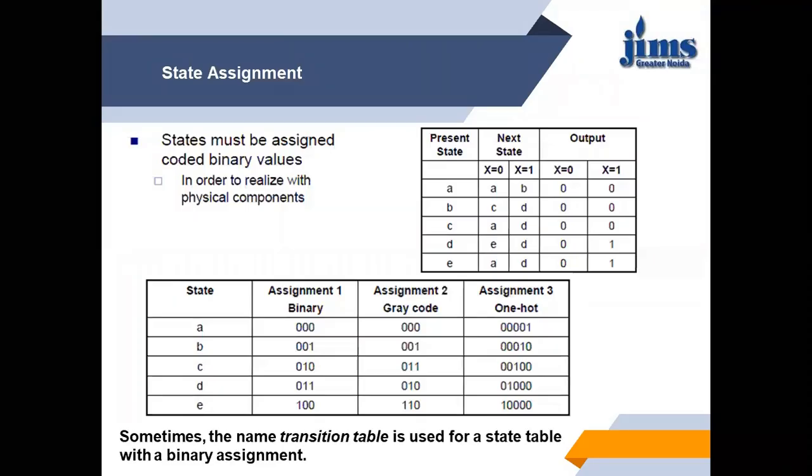Now sometimes the name transition table is used for a state table when a binary assignment is given. Whenever the states are written as alphabets, it is known as a state table, and whenever a binary assignment is given to the state table, it is known as a transition table. So this is the difference between a state table and a transition table.